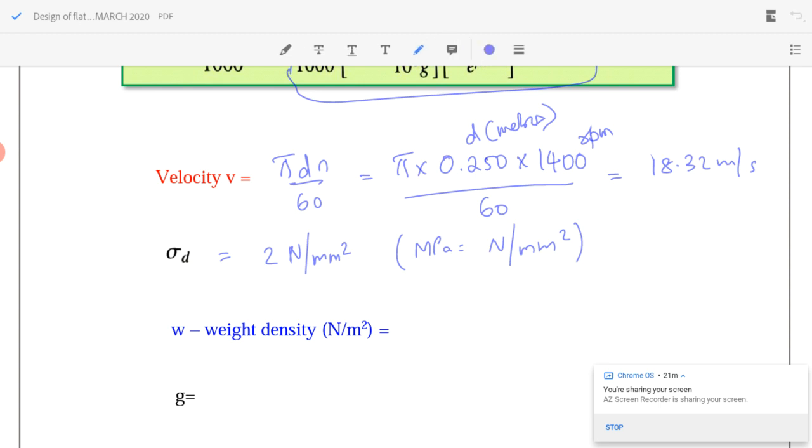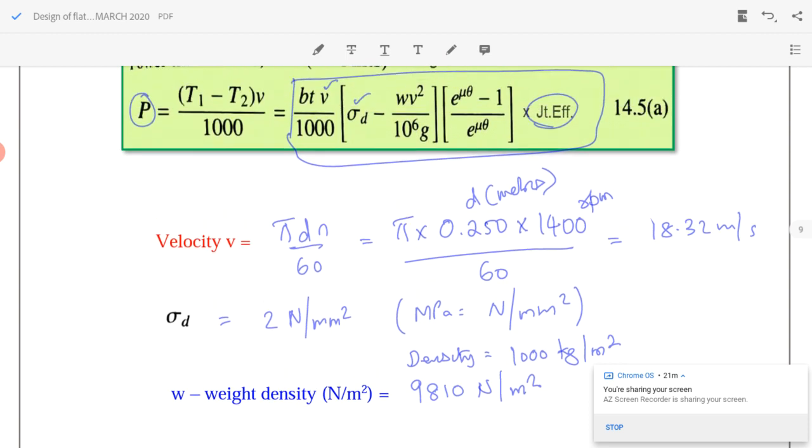Here we are given density equal to 1000 kilogram per meter square. So my weight density will be 1000 into 9.81. So it will be 9810 Newton per meter square. So we have found the value of W also.